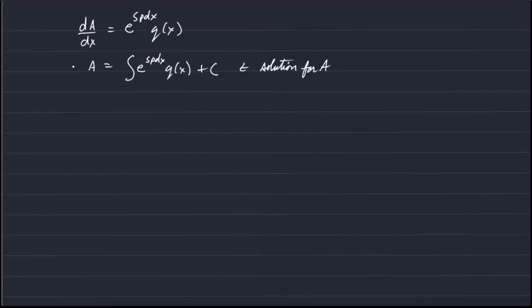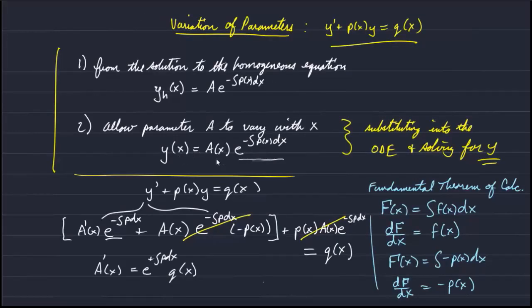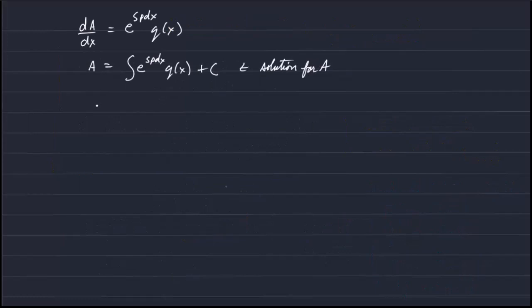Now to get y, we just substitute back into our original equation. y is equal to a times this exponent, and that gives y equals e to the minus integral of p dx. Again, that came from the homogeneous solution, times a, which is the integral of e raised to the integral p dx times q of x dx plus c. And I need to include a dx in the integral above.